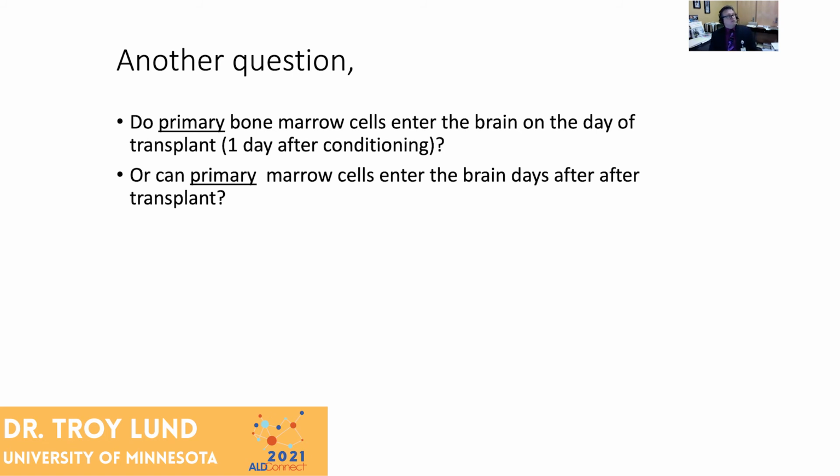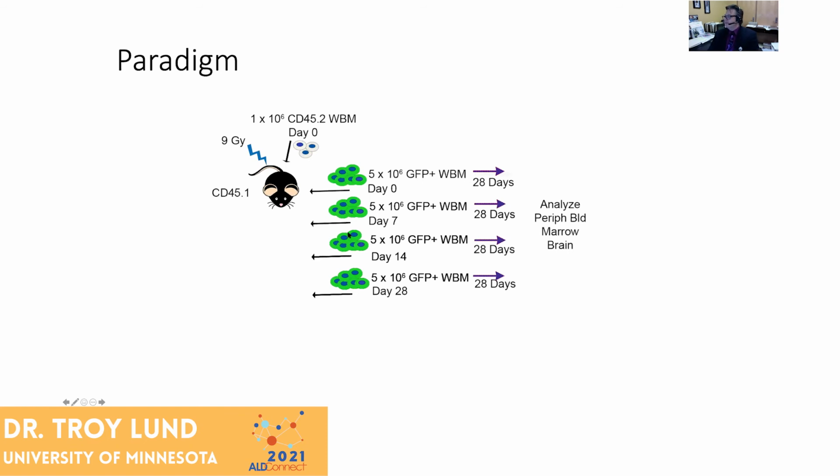So the next question was, do bone marrow cells enter the brain on the day of transplant? Is that what's happening? Or can primary bone marrow cells enter sometime after transplant? The data I've just shown you alludes to the fact that it's probably a slower process. But we did design an experiment to try to sort that out. And what we did was we irradiated, again, a CD45.1 mouse. We gave them a transplant of green cells on day 0. So that's transplant day, just like we did with all the other experiments I just showed you.